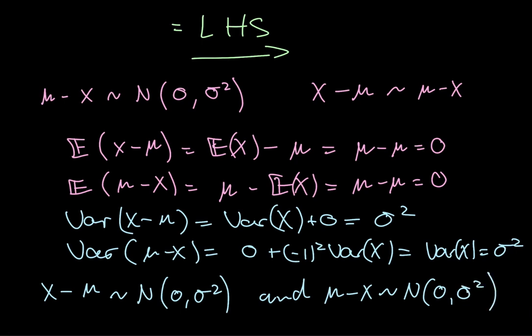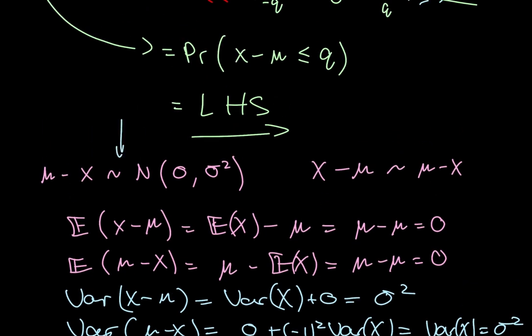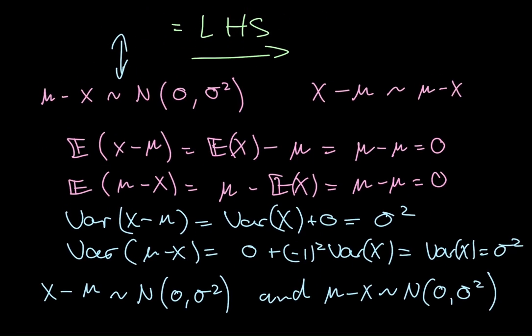So there's two ways, or there's a number of other ways that you could also go about proving this, but these are just two of the perhaps most obvious ways to prove that X minus mu is distributed in the same way as mu minus X when X is distributed normally with mean mu and variance sigma squared.